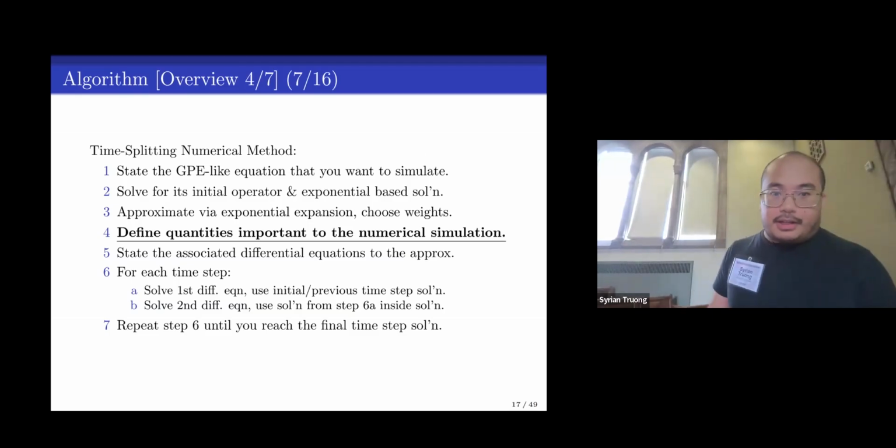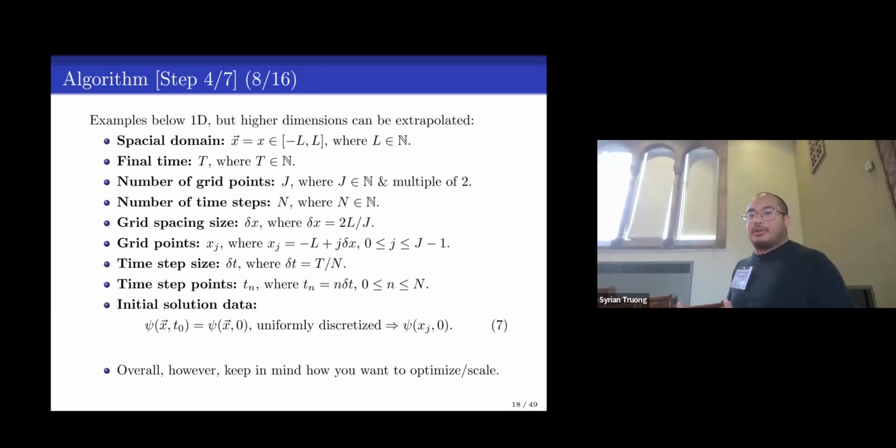All right. Okay, now we're going to define quantities important to the numerical simulation. So the stuff listed here is not terribly important. It's rather obvious what each of these are once you implement the code. The spatial domain, final time, number of grid points, number of time steps, grid's basic size, grid points, time step points, initial solution data. But we just want to keep in mind how you want to optimize and scale things. Obviously, it would be great to have a large number of grid points and very small time steps, but you have to consider if this is computationally feasible or how you should orient each of these components within the code.